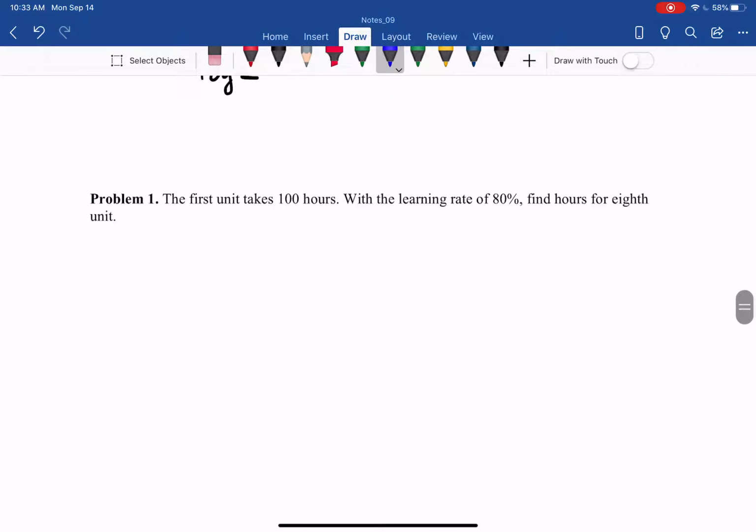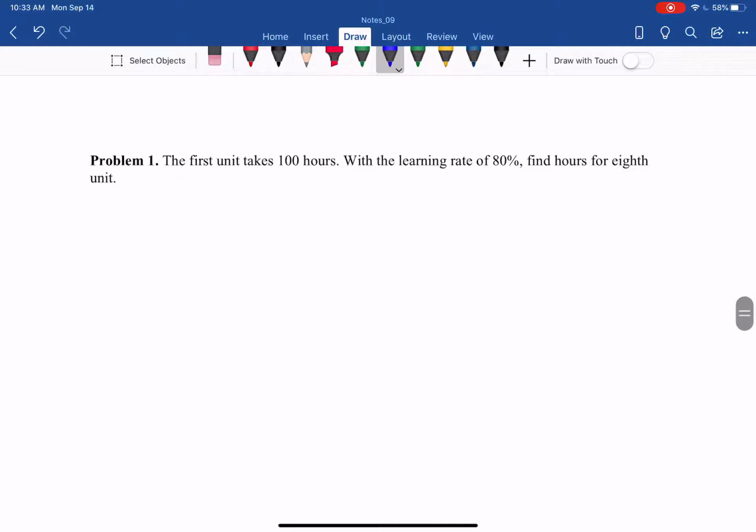So let's quickly apply that in problem 1. The first unit takes 100 hours, so that is T1, with a learning rate of 80%, so that is L. What is the time for the 8th unit? With that, we can use either method. The first one, we can use the arithmetic approach.